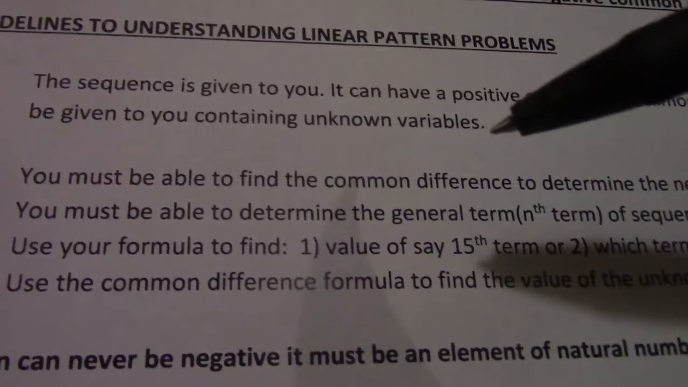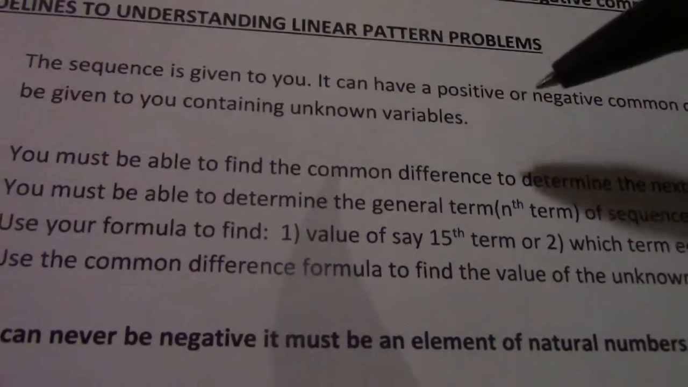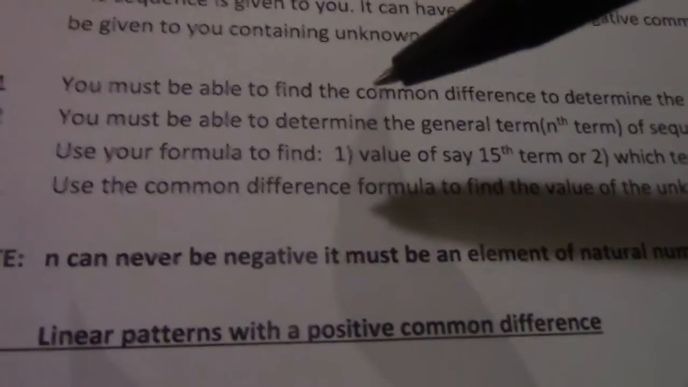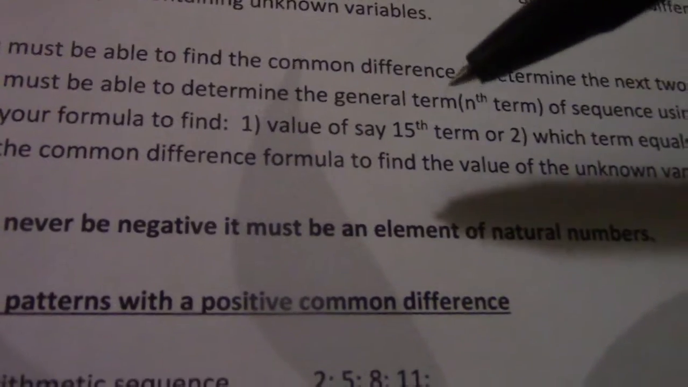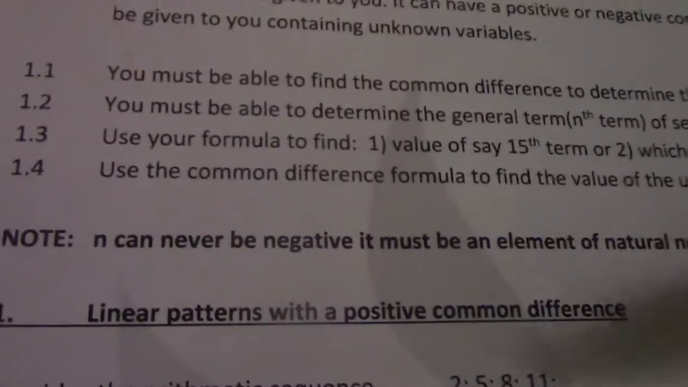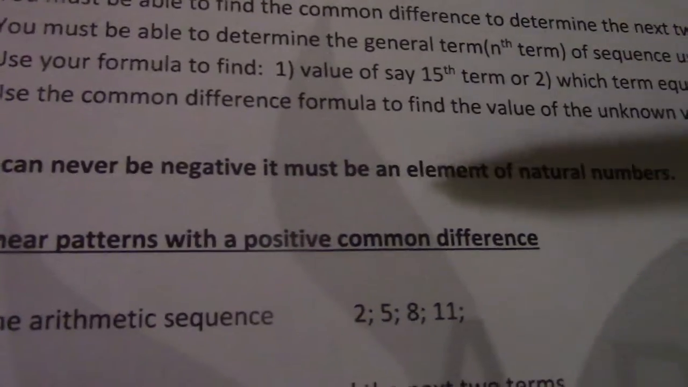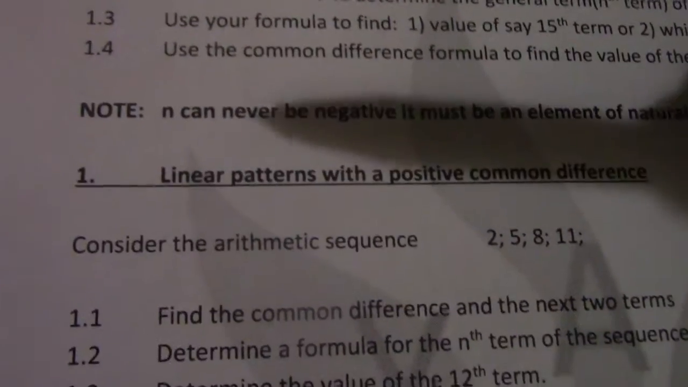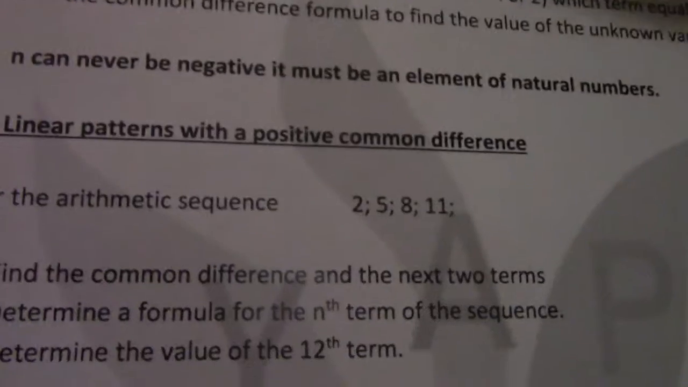We must be able to find the common difference to determine the next two terms. We must be able to determine a general term using Tn = tn + c. We must be able to use the formula to find the value of the 15th term, or which term is equal to a specific value. And we must use the common difference formula to find the value of an unknown variable. Now, n itself can never be negative. It must be an element of natural numbers.